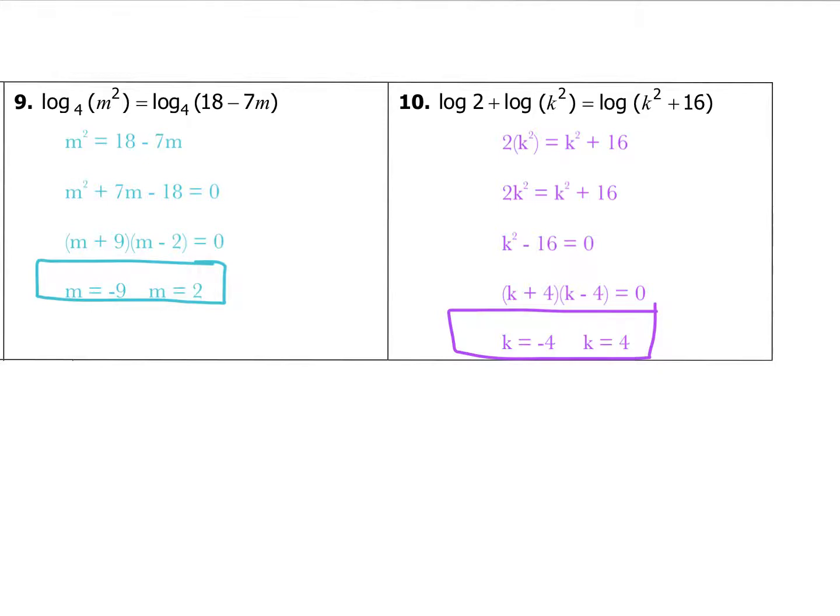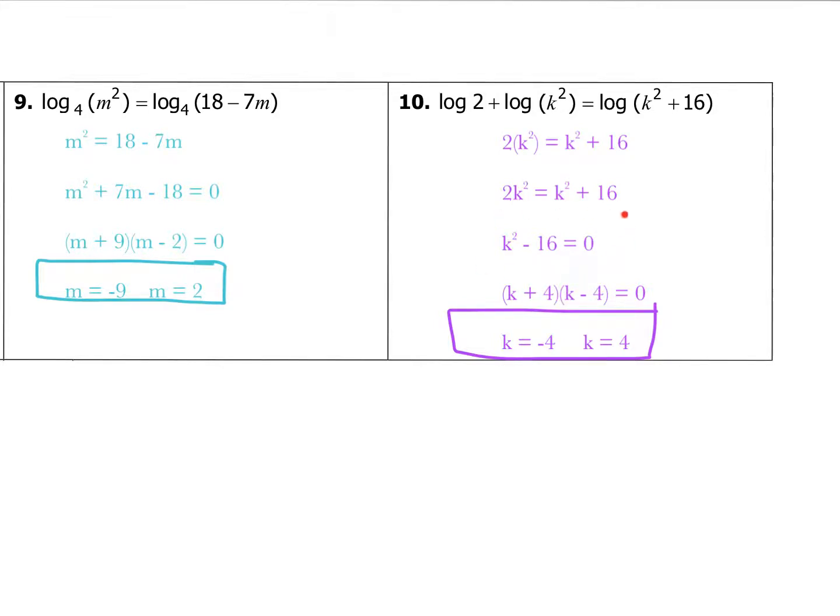Same thing over here. The first thing I had to do was condense this. So I saw a plus sign, so I knew that was multiplication. So because they're the same bases, that means 2 times k squared, which just gives me 2k squared. And I didn't have to condense anything over here, so I just brought that down. I saw it's quadratic, so I subtracted k squared and got k squared, and I subtracted that 16 to set it equal to 0. And then I saw that it was a difference of squares.